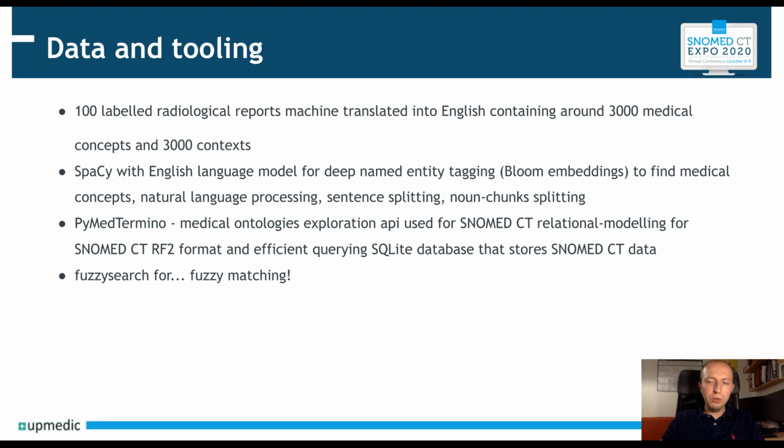documentation. We used for it 100 labeled radiological reports that were machine translated into English, because they were originally written in Polish, and they contained around 3,000 medical concepts and 3,000 contexts between them, because with one concept there was one context. We used a library called spaCy that focuses on providing natural language processing tooling for production-ready solutions, and we used an English language model in order to make entity tagging for those medical concepts.